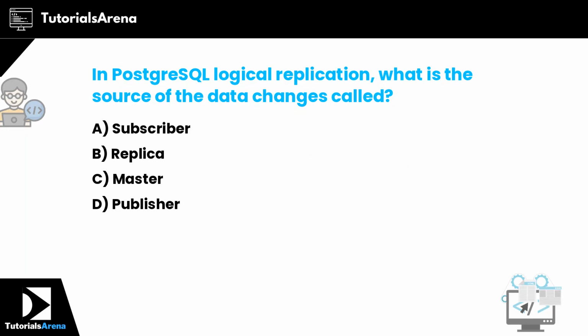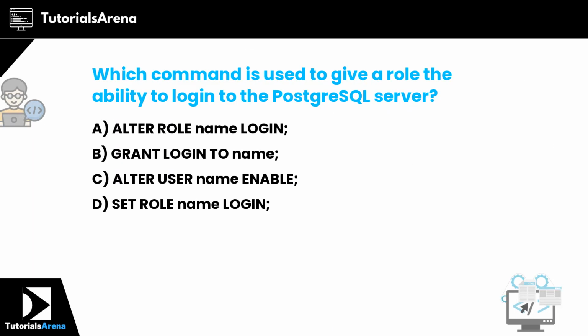In PostgreSQL logical replication, what is the source of the data changes called? The correct answer is option D, publisher. Which command is used to give a role the ability to log in to the PostgreSQL server? The correct answer is option A, alter role name login.